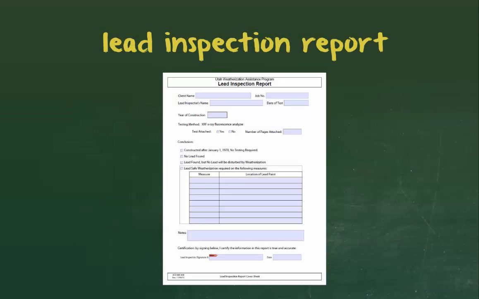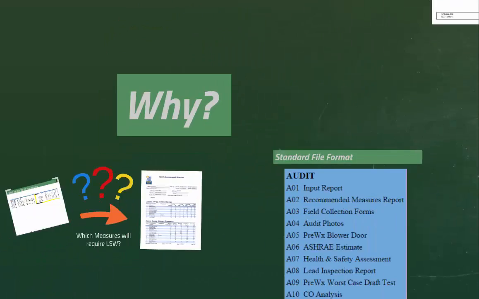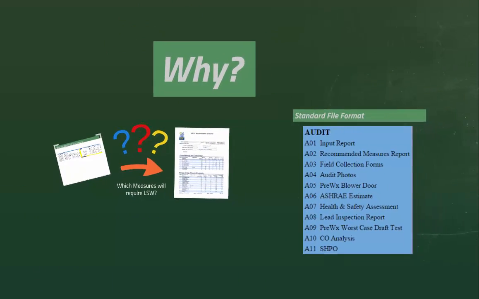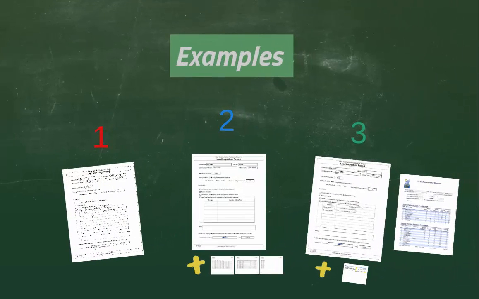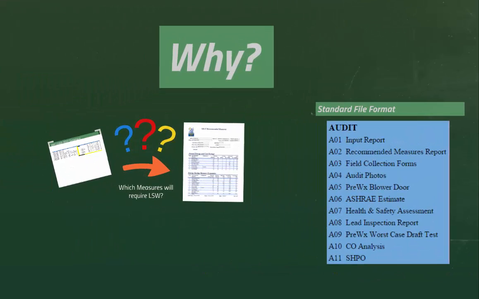In this video, we are going to talk about the lead inspection report. This is a required document to be included in every audit file. We're going to talk about why we use the report, and we're also going to show some examples of what this report looks like when it's filled out. So first, to the why.